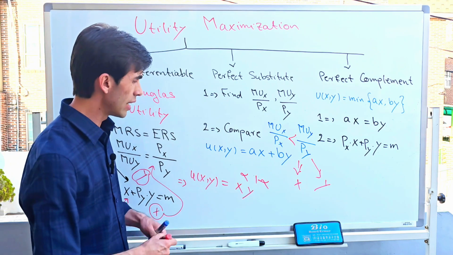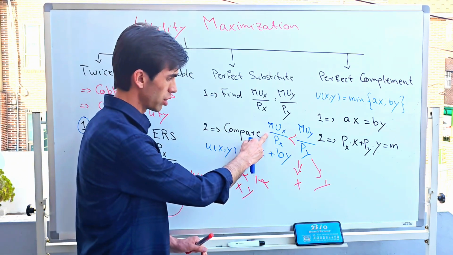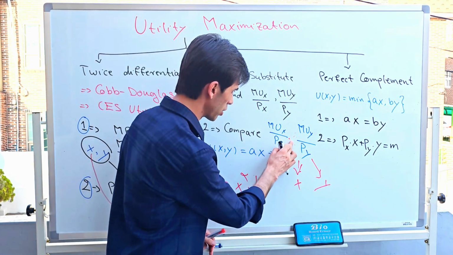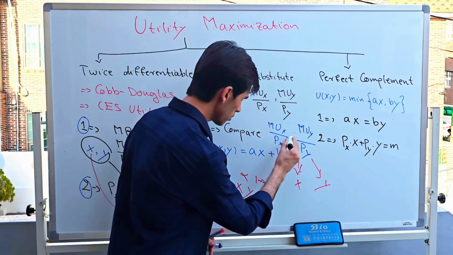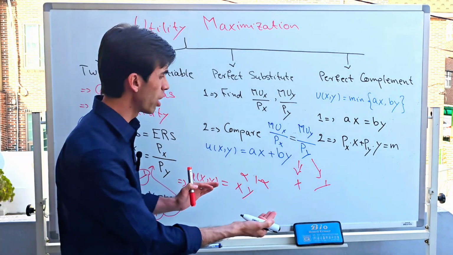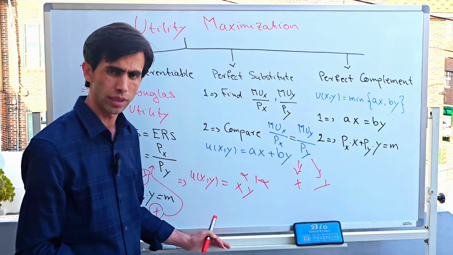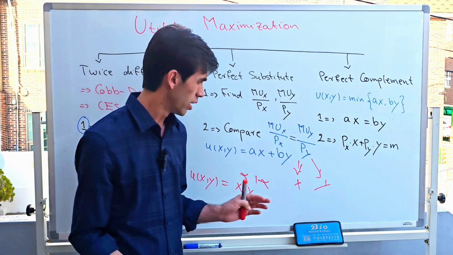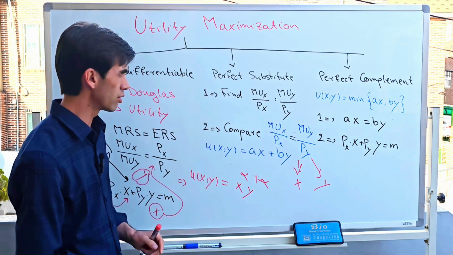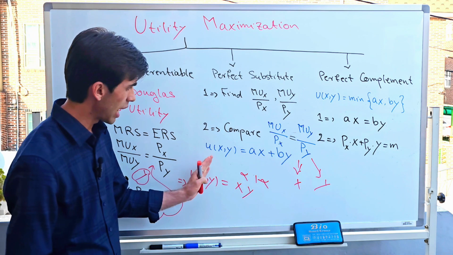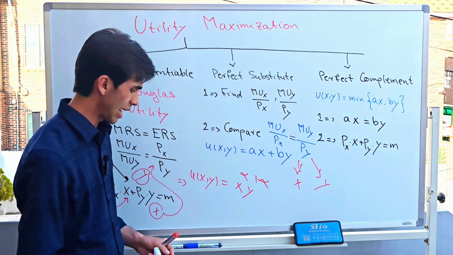But when the marginal utility per dollar of x is equal to the marginal utility per dollar of y, there's an equality sign, so we will consume any combination of x and y. It depends on our own preference, any combination of x and y. So this is how we can find the utility maximization bundle when we have a perfect substitutes utility function.